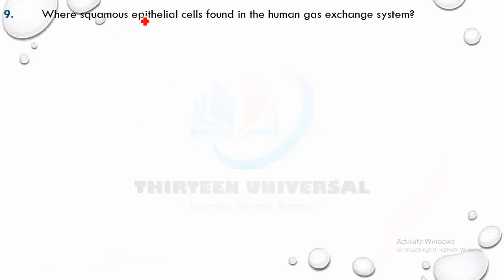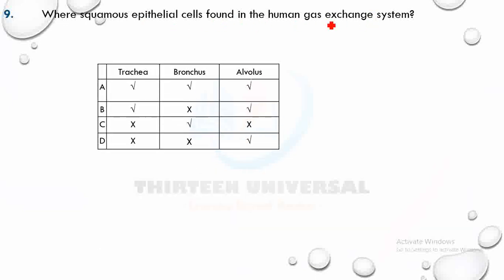Whereas squamous epithelial cells are found in the human gas exchange system. So where do we find squamous epithelium? Pause the video, tell me the answer immediately. Trachea, nope. Trachea has cuboidal or pseudostratified epithelium, also cuboidal, columnar. So both of them don't have squamous. It's only the alveolus that has squamous, for a short diffusion distance.